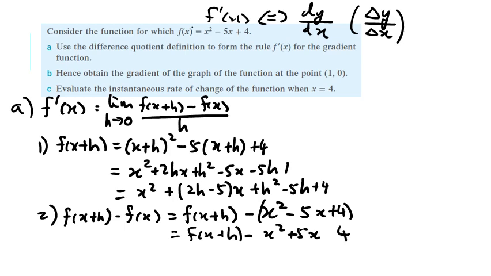Alright, if we're subtracting stuff, I made a mistake. If we're subtracting stuff, then make sure you just match the terms. x squared minus x squared, they cancel. 5x, there's a minus 5x, they cancel. Then you have a minus 4 and a plus 4. Now, here's the point where you double check what you're doing.